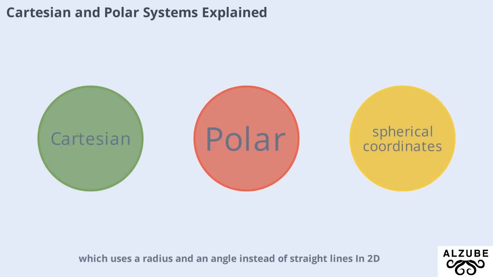In 2D, it's just distance and angle. In 3D, it becomes spherical coordinates. This is especially useful for describing rotations like the bending of a knee or the swing of a robotic arm. Both systems are foundational, but each shines in different scenarios: Cartesian for fixed positions, polar for rotational movements.